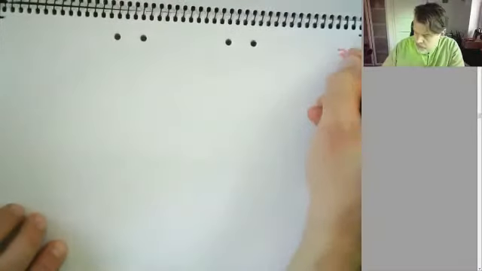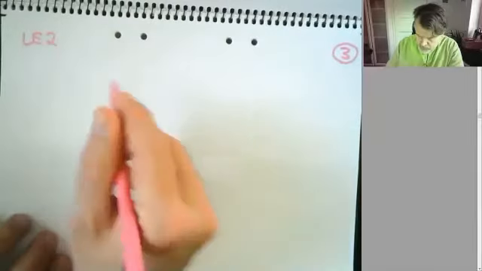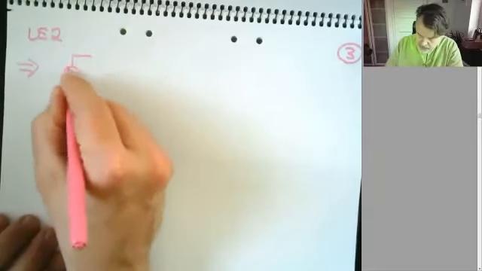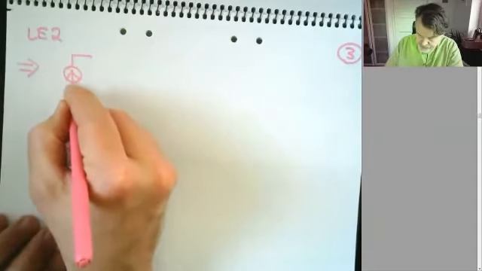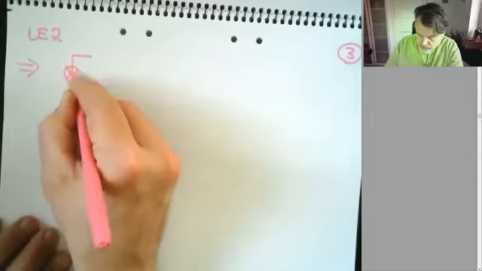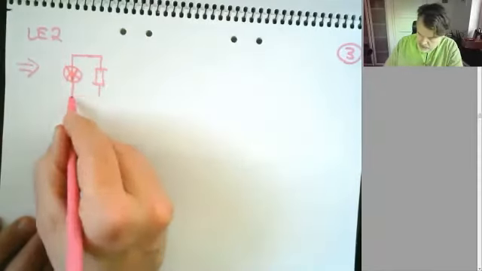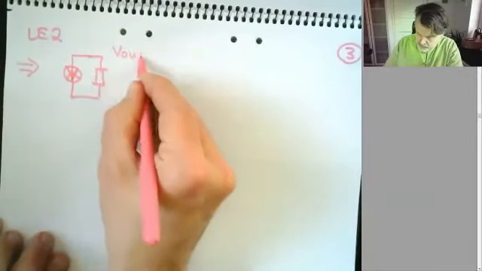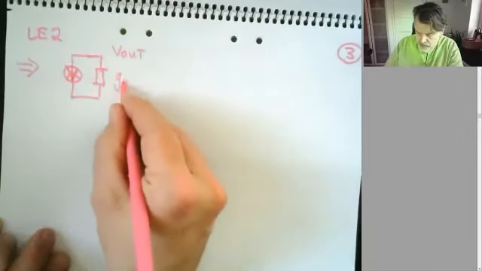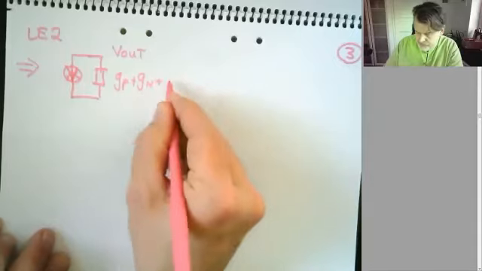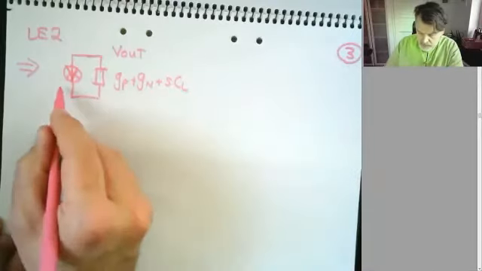So let's just continue. That boils down to a circuit looking like something we recognize. Sorry, this way. Vout. And then we had GP, all those in parallel. Yeah, the GM disappeared.